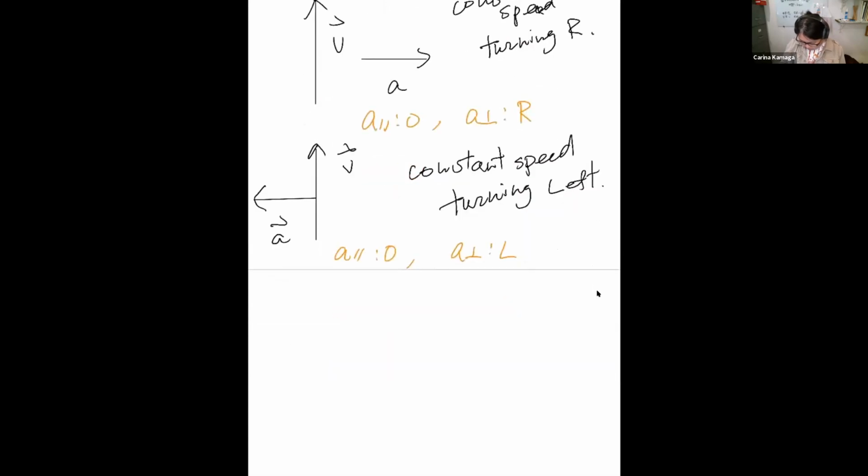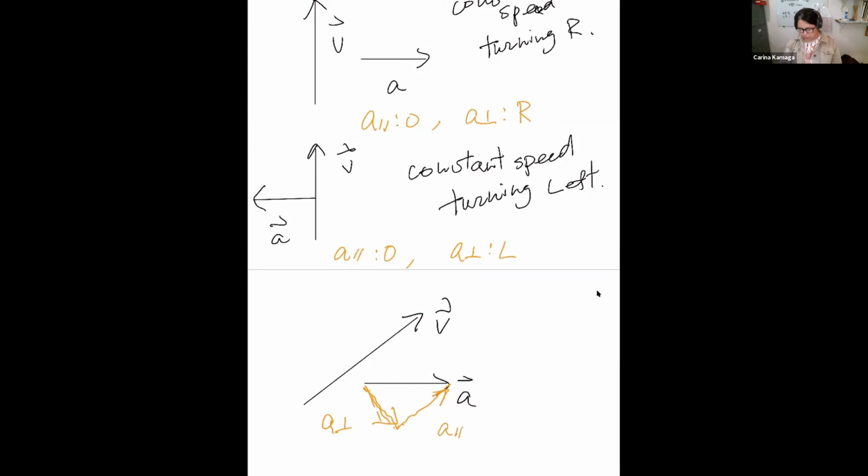And you're just going to decompose every time you have a V and then A, you're going to decompose relative to the motion. This is perpendicular, this is that. So this is going to be A perpendicular, and this is going to be A parallel. So is this case speeding up, slowing down, constant speed, or turning right, turning left, or moving in a straight line? What is the motion?